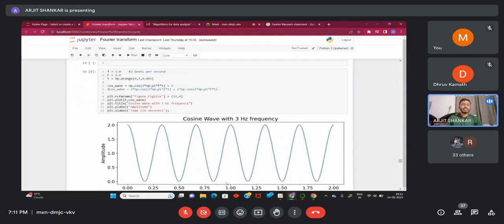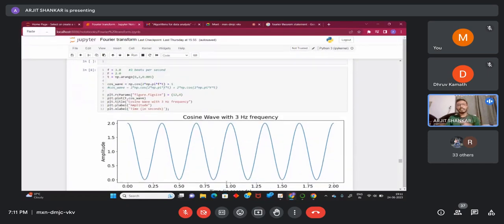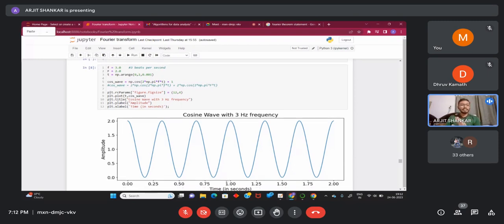Before starting to analyze a particular signal, we are going to make one, in the sense that we are just generating a signal with the help of Python. Let us consider a signal that has a frequency of 3 beats per second, or 3 hertz. Ignore this capital F for now. I will come to that later.